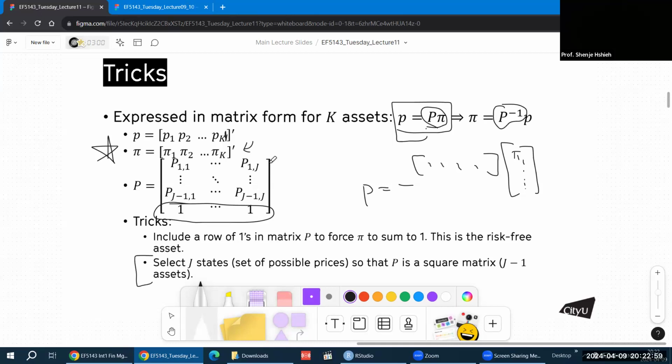Risk-free asset pays off 1 no matter what state we are in. The second trick, you have to select J such that P is a square matrix. So that's up to the modeler's discretion. You can choose whatever J you want, okay? You can choose a lower one, a higher one, strike price, and it doesn't matter, okay? So questions on the model.